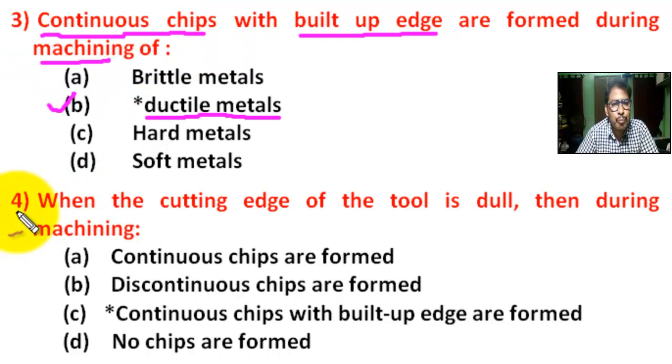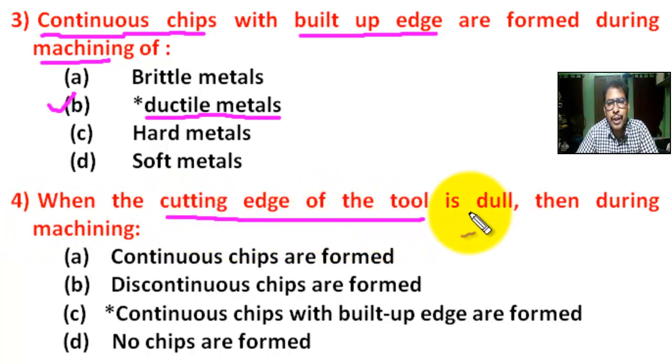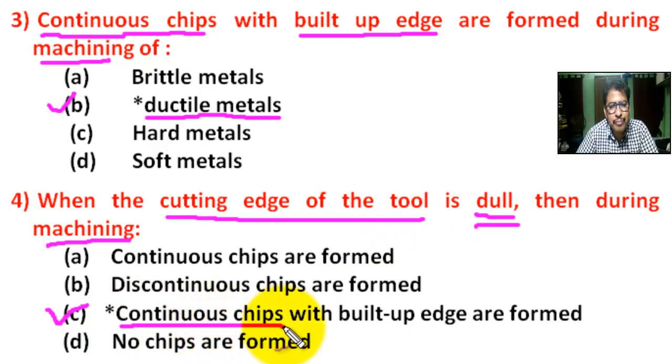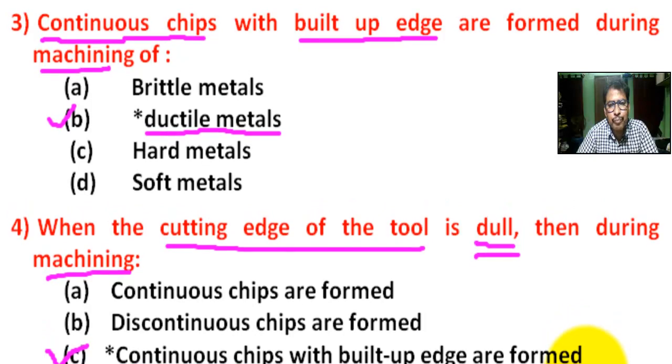Question number 4. When the cutting edge of the tool is dull, then during machining. There are 4 options. Correct answer is C. Cutting edge is dull during machining for continuous chip with built-up edge are formed.